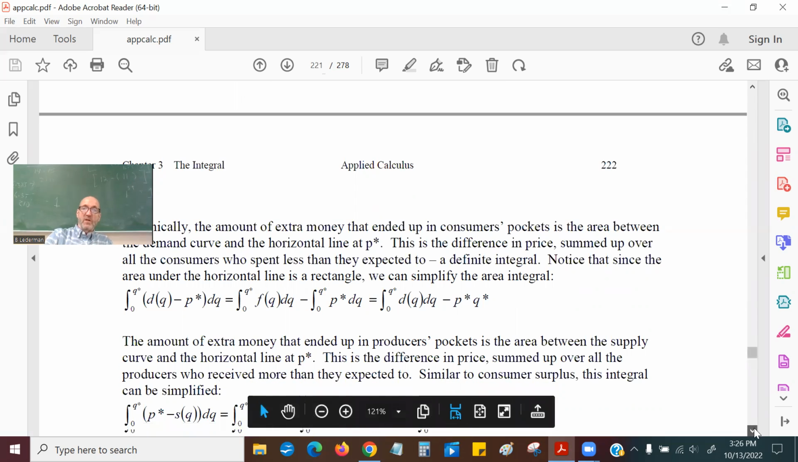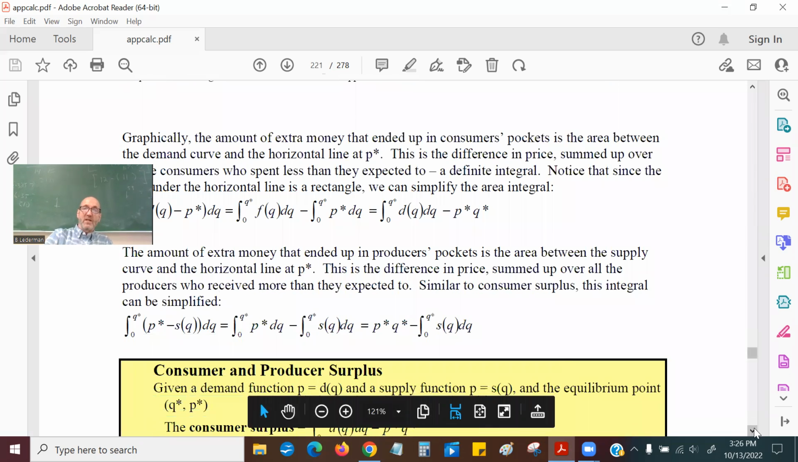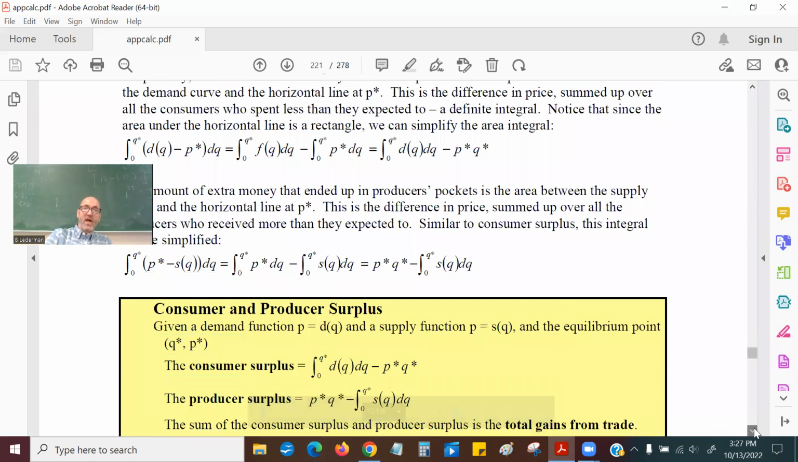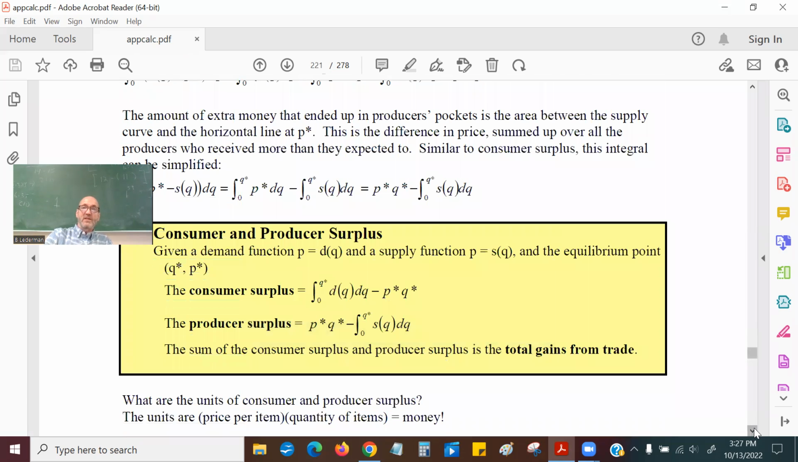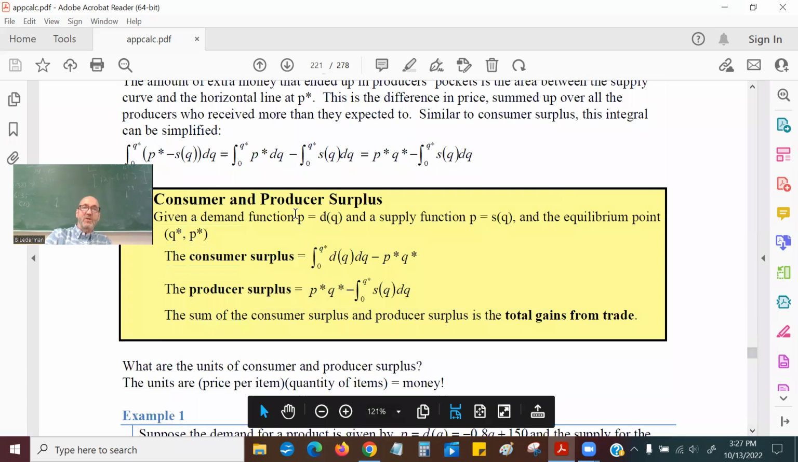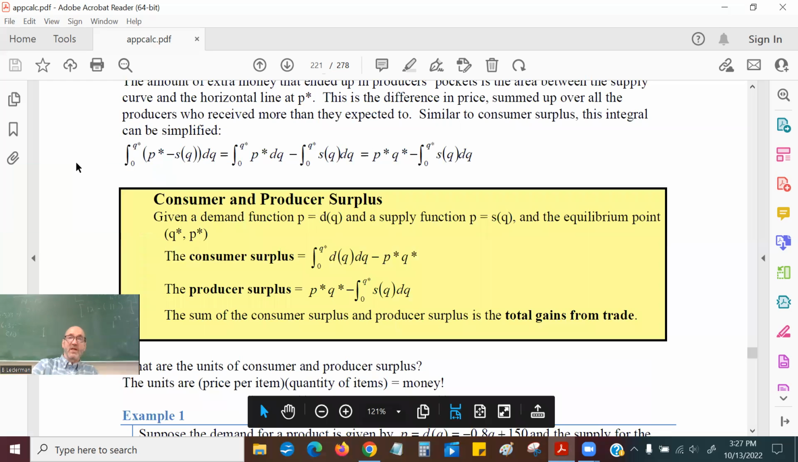So the amount of extra money that ended up in the producers' pockets is the area between the supply curve and the horizontal line P. This is the difference in price summed up over all the producers who received more than they expected to. Similar to the consumer surplus, this integral can be simplified.